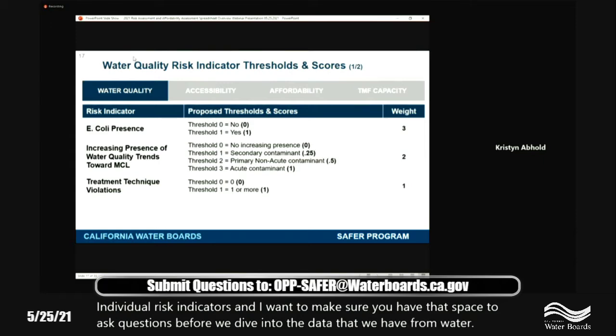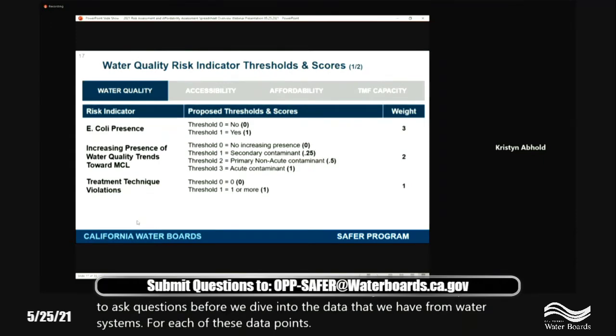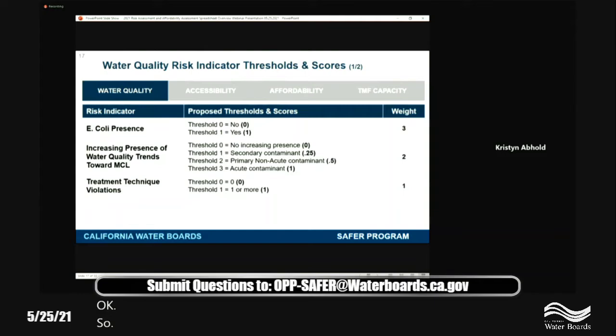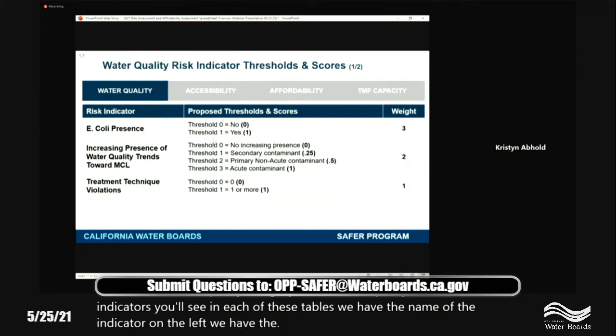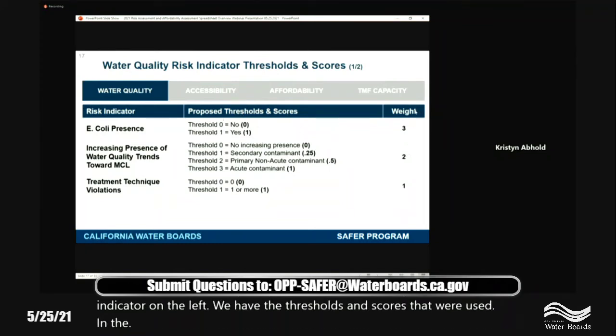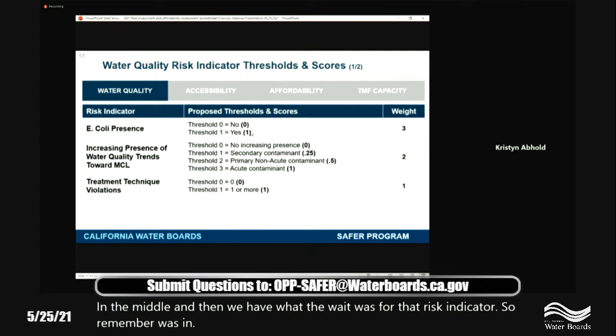Okay, so this is the water quality category. In water quality, we have 6 risk indicators. You'll see in each of these tables, we have the name of the indicator on the left, the thresholds and scores that were used in the middle, and then the weight for that risk indicator. Remember, what's in parentheses are the scores. So for this indicator, if they get a 1, it's going to be multiplied by 3.